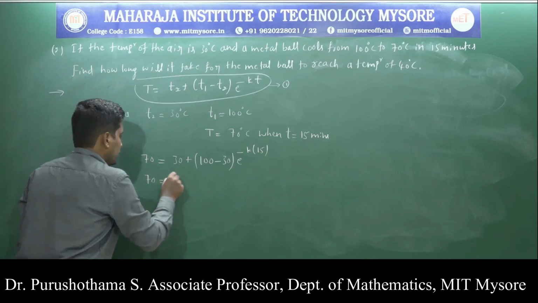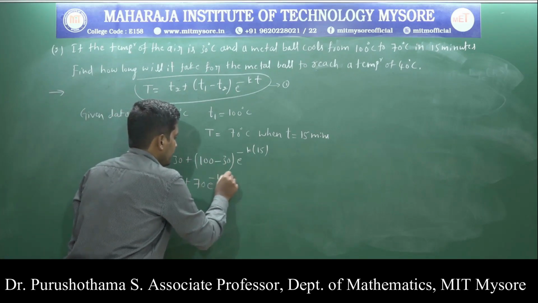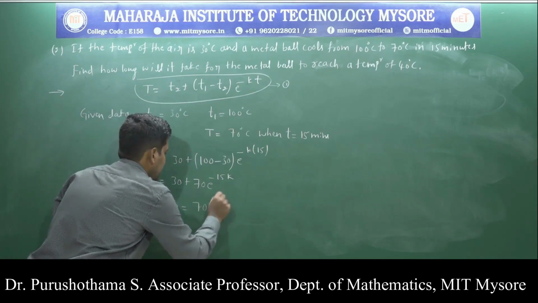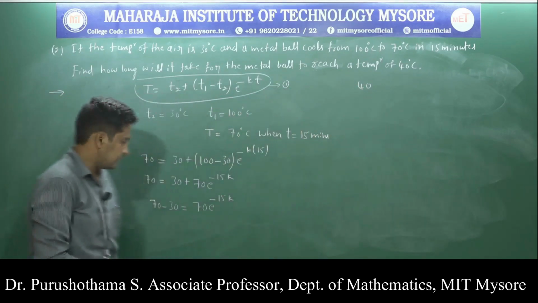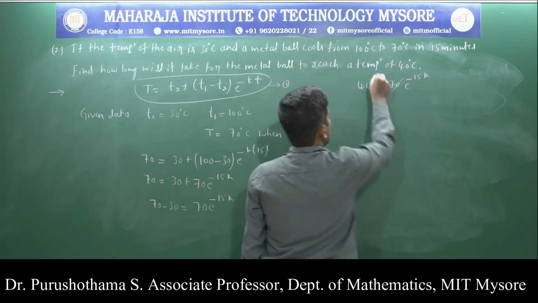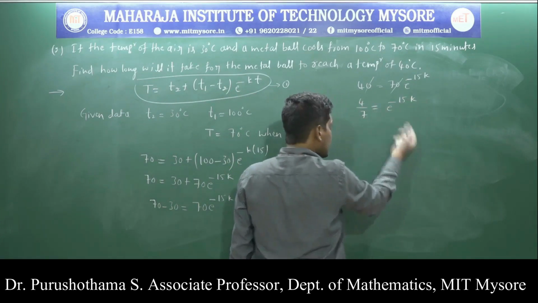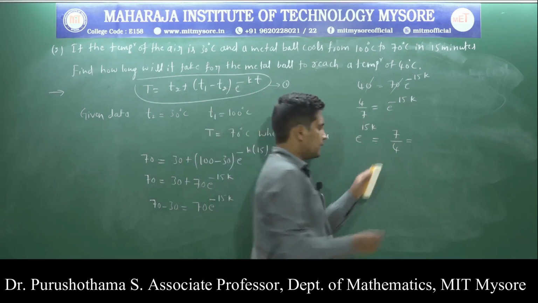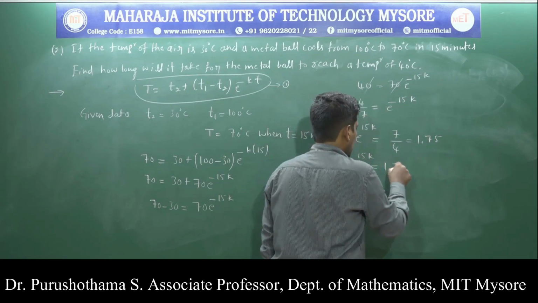Therefore, 70 is equal to 30 plus (100 minus 30), and 100 minus 30 is nothing but 70, times e power minus 15k. So 70 minus 30 is equal to 70 into e power minus 15k, which is 40. Here the left-hand side, 70 minus 30, is nothing but 40, equal to 70 into e power minus 15k. The zeros cancel, so 4 by 7 is equal to e power minus 15k, which is the same as e power plus 15k equals 7 by 4. 7 by 4 is the same as 1.75, so e power 15k equals 1.75.